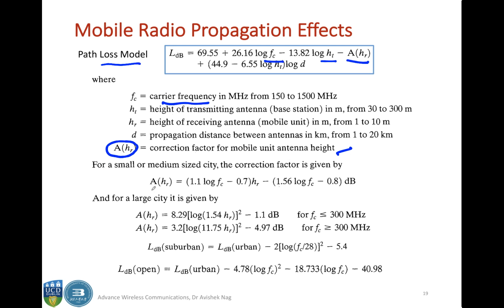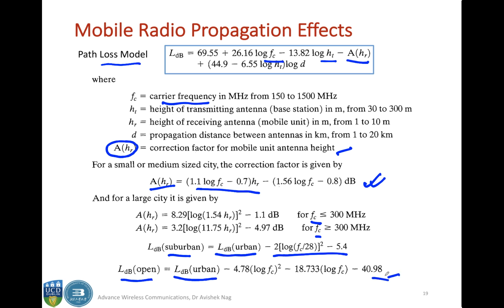Okay, and this is given again by different expressions for different environments. So for example, a small or medium sized city has this correction factor which is given by this. For a large city, the correction factor changes, and that too again for different carrier frequencies. Okay, so for a suburban area, you have the path loss defined as a function of the path loss in an urban area minus these factors. Okay, again for an open area, or let's say a very remote rural area, the path loss is again given by the path loss of an urban area minus all these factors.